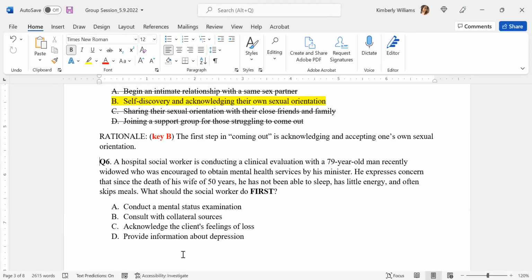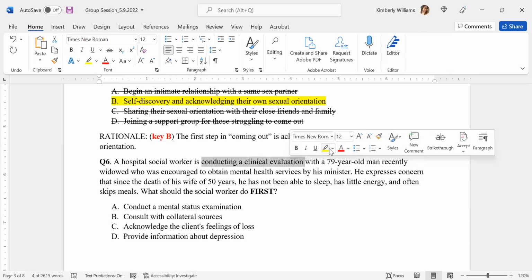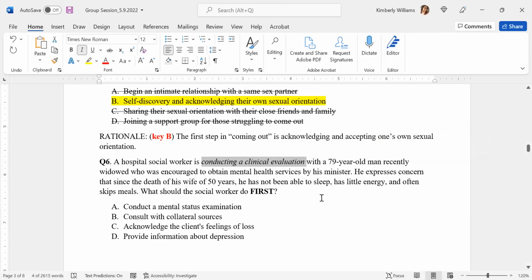Clinical intervention. So that means we're breaking this one down. Whenever you see first and next, let's break it down. What phase are we in? What phase of the helping process are we in? So I would say that we're in the first phase, the beginning. Mhm. Because this says we're conducting the clinical evaluation. Is that okay? And then I guess my presenting problem would be he expresses concerns about the death. He has low energy, not able to sleep, and skips meals.